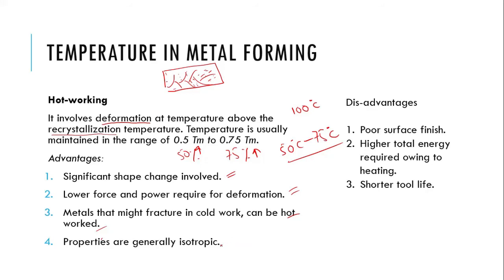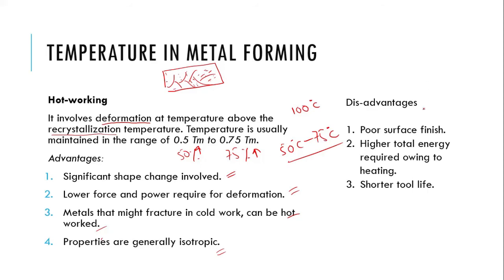The properties which we achieve in hot working are generally isotropic, because we provide them enough time to recrystallize and rearrange themselves, especially when they are left in open air, or within the furnace, and allowed to cool down over time. So they generate isotropic behavior. The atoms are arranged evenly in the material.